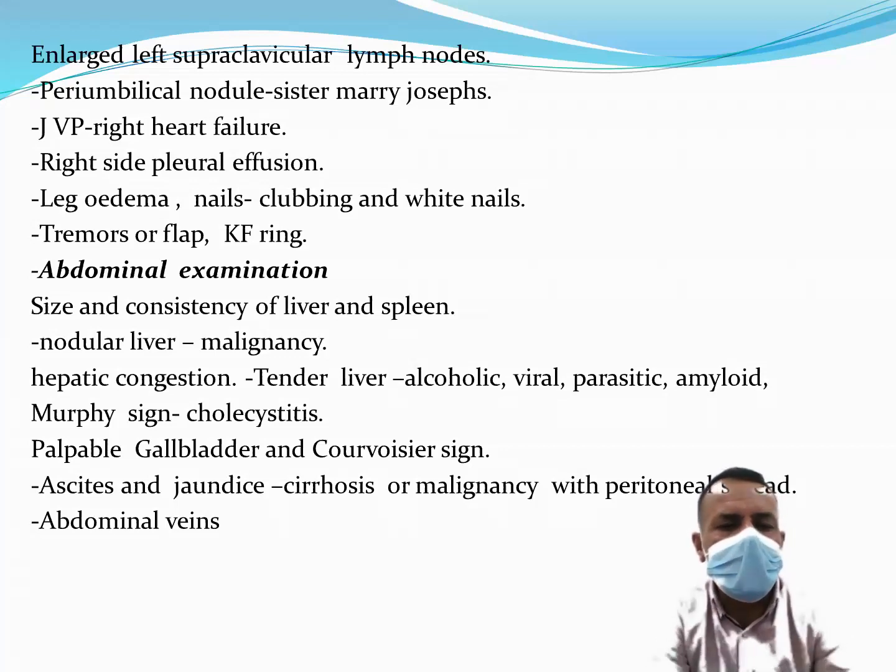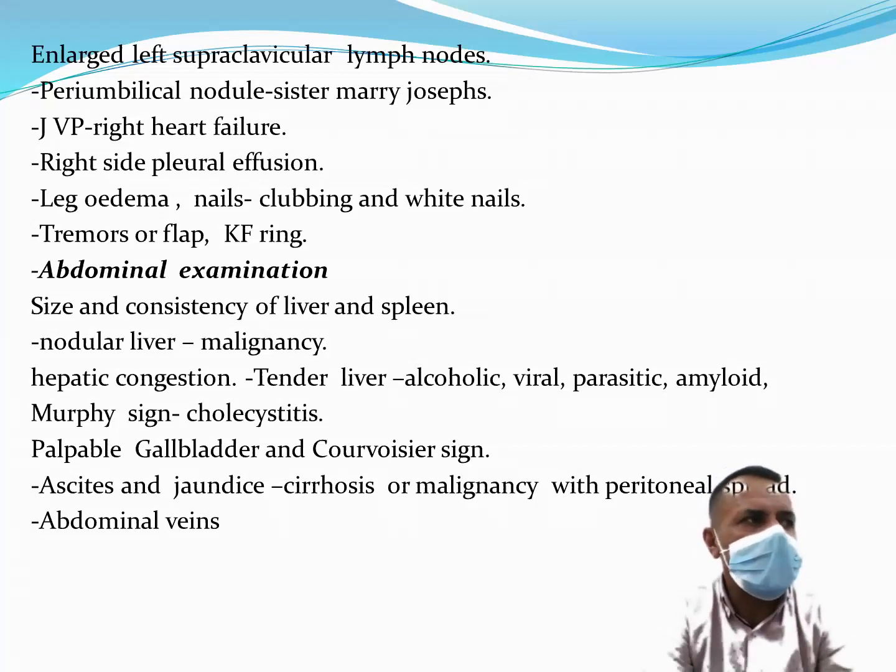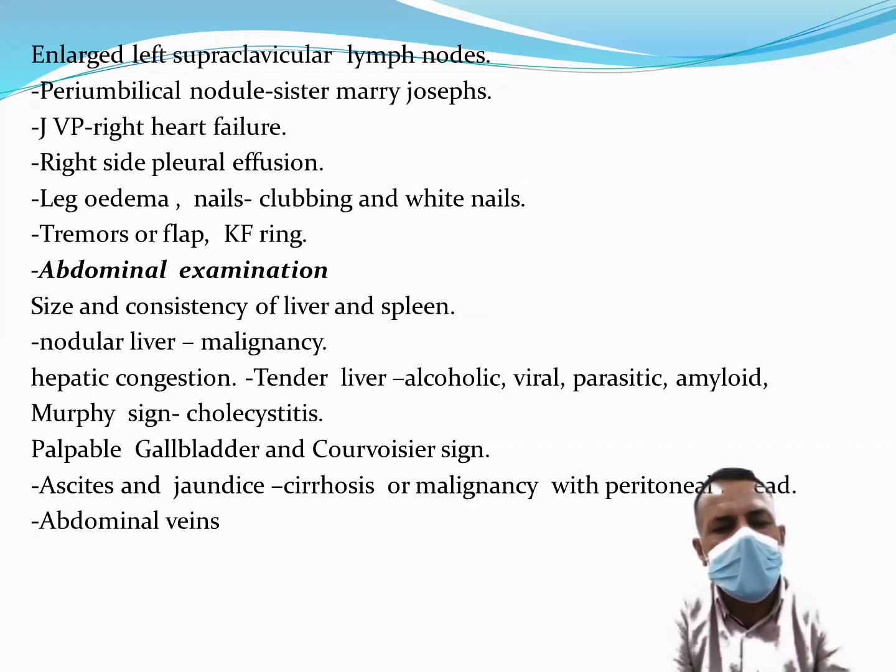Murphy's sign here, tender site below the liver. That means the palpable gallbladder, Courvoisier sign, which indicates carcinoma of the pancreas leading to enlargement of the gallbladder, palpable by palpation. Also examine for ascites and jaundice, which mean complications from liver cirrhosis or from malignancy.